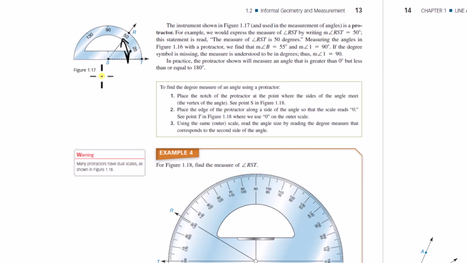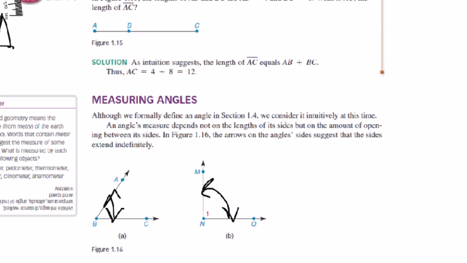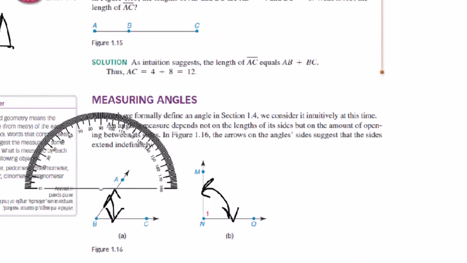But there are different units for angles. You can make angle measure be whatever you want. Just like with lengths, you can come up with different units for lengths, same with angles. Okay, now they measure the angles in figure 1.16. Let me see if I can bring in a protractor. Yeah, there we go. Okay, so let's come to figure 1.16.